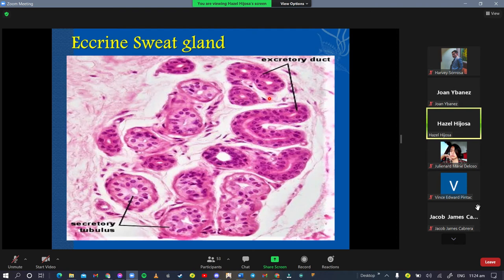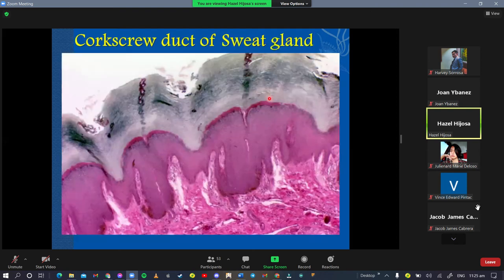But then, when it reaches the epidermis, the duct cells will end here in the epidermis. So this will be lined by the epidermal cells. At the level of the epidermis, it will take a tighter spiral form, forming cleft-like channels known as corkscrew channels or your sweat pore. At this level, it is lined by the concentrically arranged epidermal cells. Is that clear? So these are your corkscrew channels or your sweat pore.